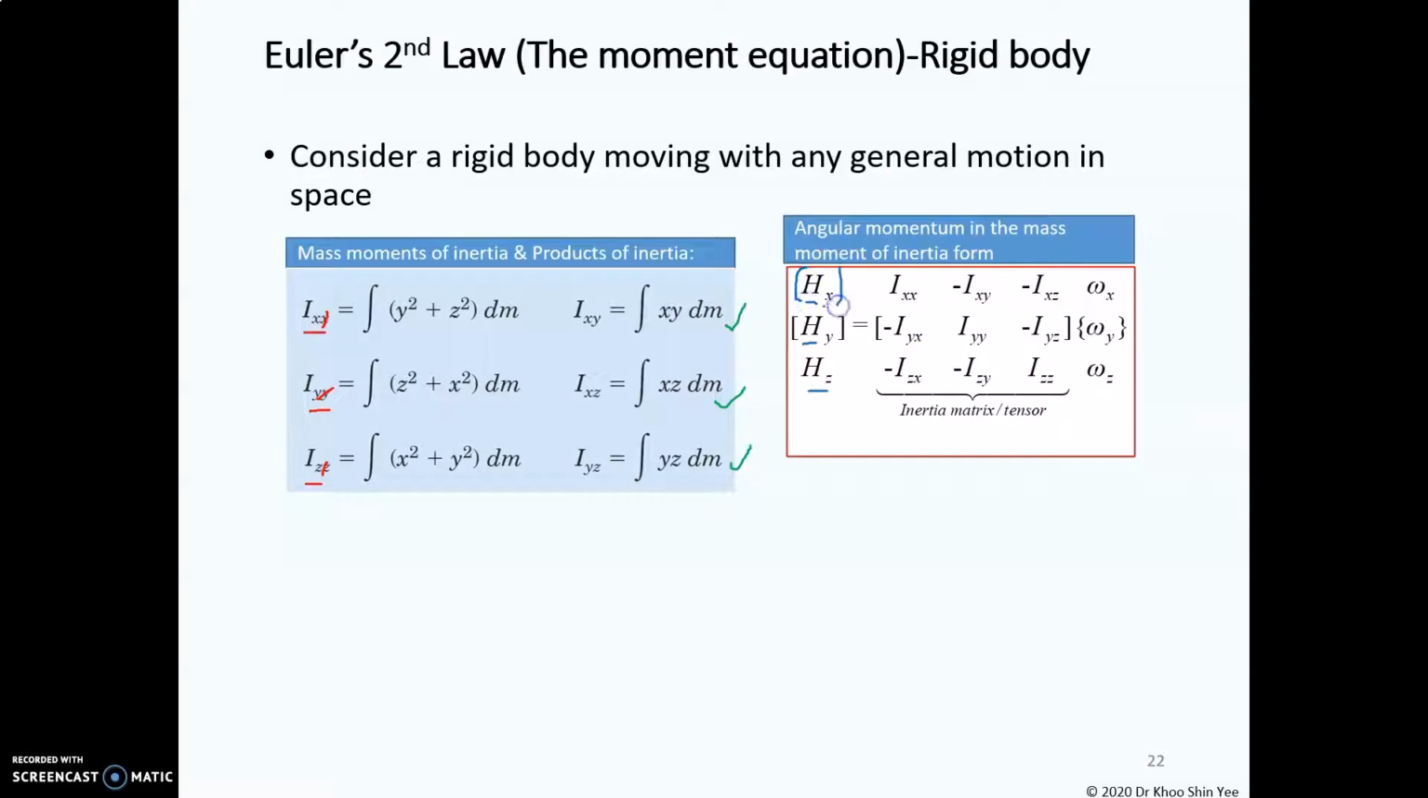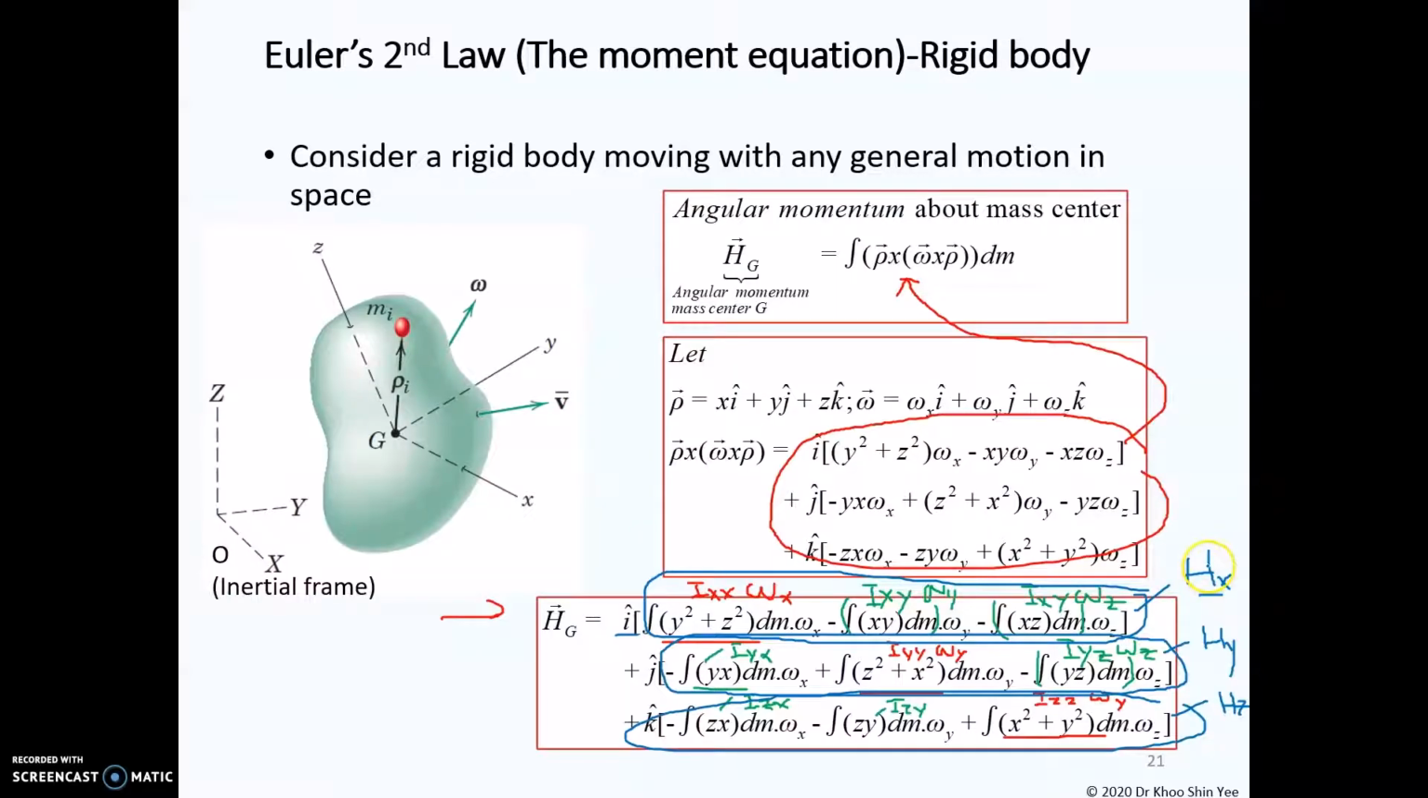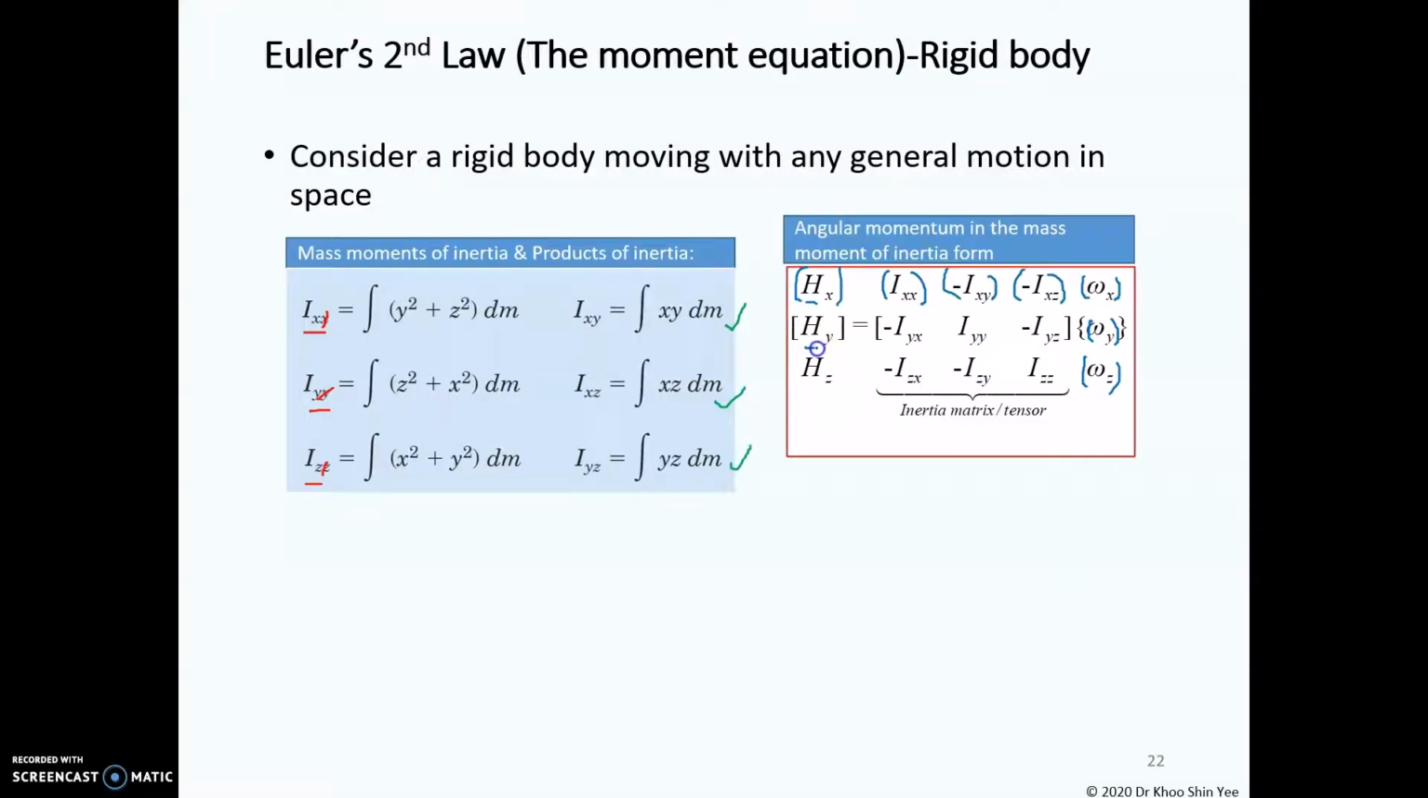Hx here is the angular momentum in the x direction, which is equal to the Ixx multiplied with the omega x, minus the Ixy multiplied with the omega y, minus the Ixz multiplied with the omega z. This is exactly the same as the Hx equation here. So you can actually perform the same procedure for the Hy and Hz in order to obtain these two equations.